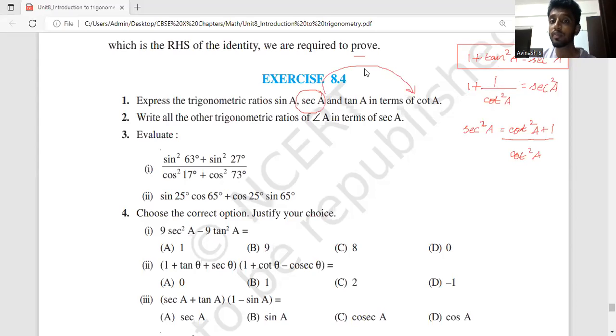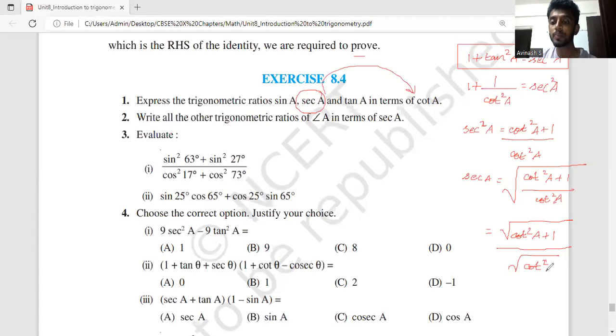Now we are not supposed to find sec square A. We are supposed to find sec A. Now sec A becomes root, as we did in the previous step. So root of cot square A plus 1 divided by cot square A. This is the step we are getting. Now, as we all know, this root can be taken separately, the numerator as well as denominator. So you'll be getting root of cot square A plus 1 divided by root of cot square A.